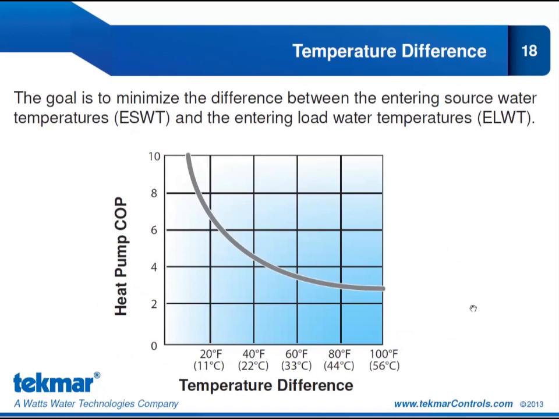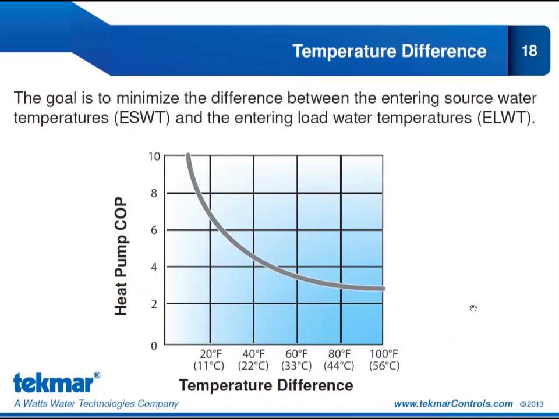So the key is to keep those entering load water temperatures as low as possible when we're in heating mode and as high as possible when we're in cooling mode. And vice versa with the entering source water temperatures. We want the highest entering source water temperatures in heating mode and the lowest entering source water temperatures when we're in cooling mode.